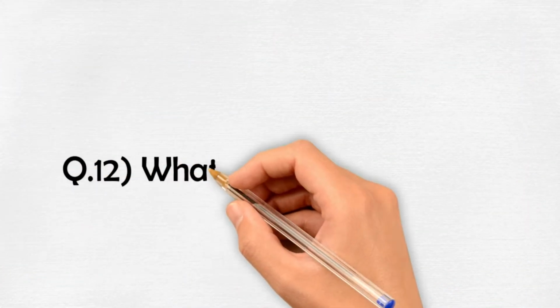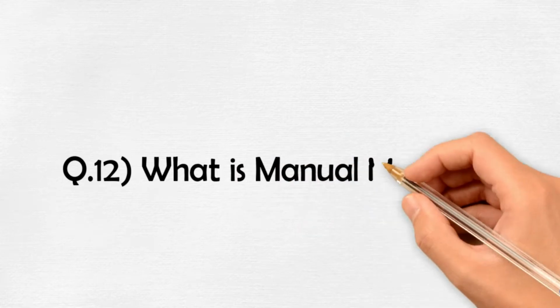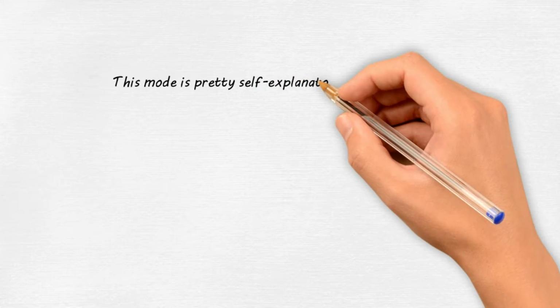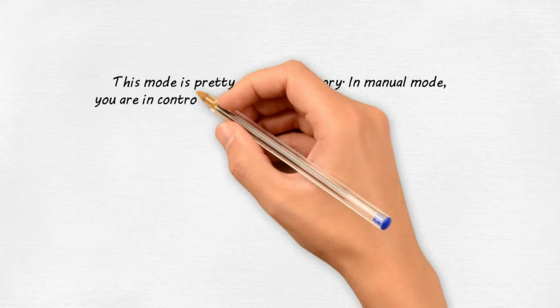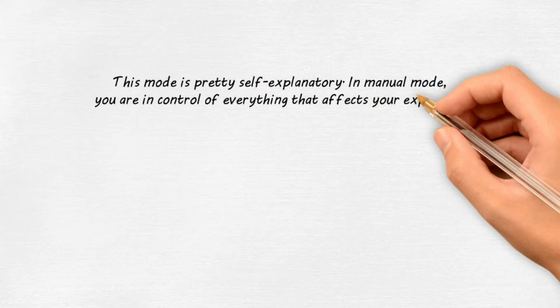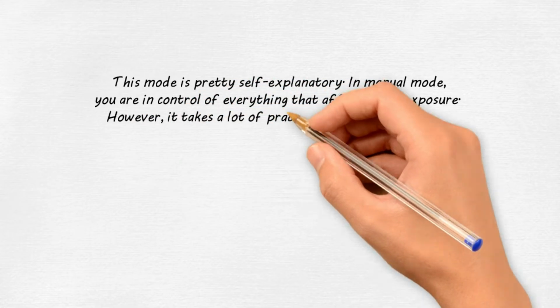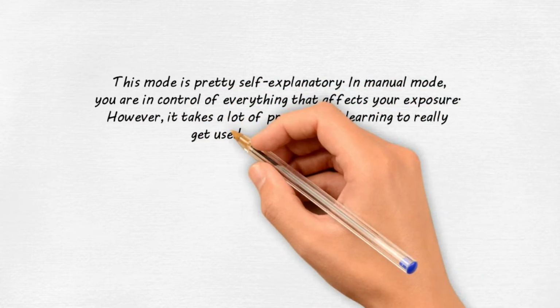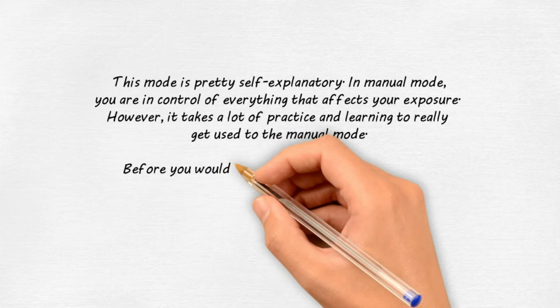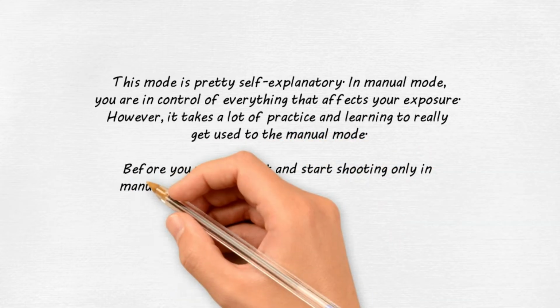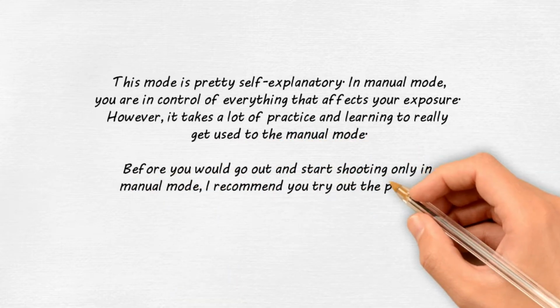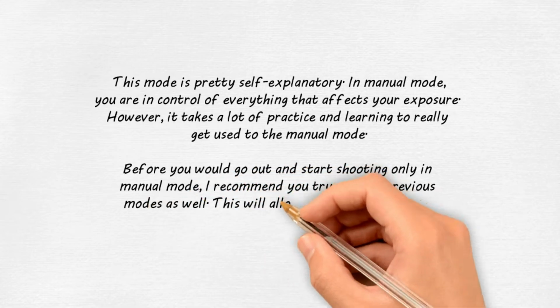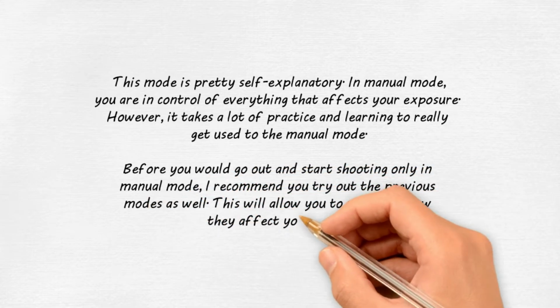Question number 12, what is manual mode? This mode is pretty self-explanatory. In manual mode, you are in control of everything that affects your exposure. However, it takes a lot of practice and learning to really get used to the manual mode. Before you go out and start shooting only in manual mode, I recommend you try out the previous modes as well. This will allow you to really see how they affect your image.